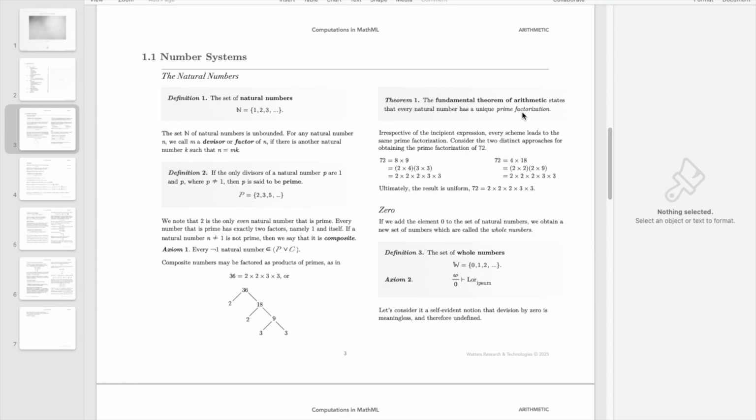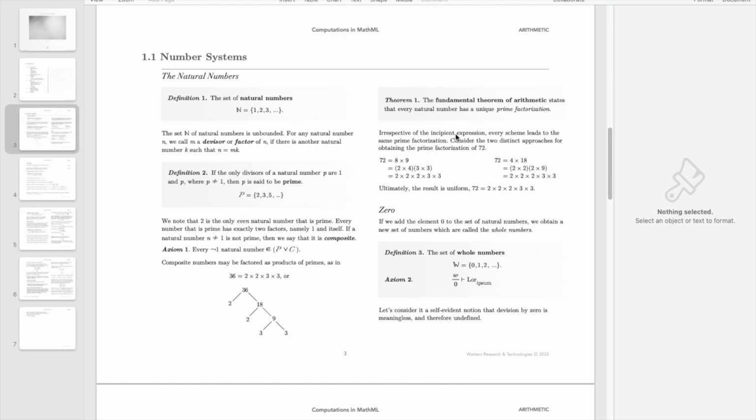Theorem 1, the fundamental theorem of arithmetic, states that every natural number has a unique prime factorization. Every natural number has a unique prime factorization. Irrespective of the incipient expression, every scheme leads to the same prime factorization. Consider the 2 distinct approaches for obtaining the prime factorization of 72.